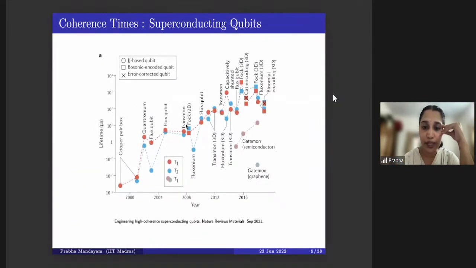And these are the kind of lifetimes that you see. I'm not getting into what is T2. T2 is a different kind of noise. It's called phase damping, right? It's a different process. T1 is effectively the amplitude damping process. And you see that today the coherence times are all in microseconds.